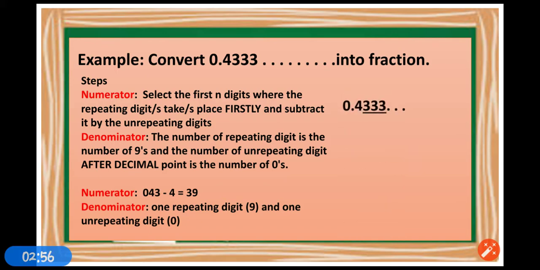Therefore, this number could be converted into 043 subtracted by 4 as our numerator part, and then we have over 90 because we have 9 and 10. And this could be simplified into 39 over 90 and further reduced into 13 over 30. So that is the fraction form of this non-terminating decimal.